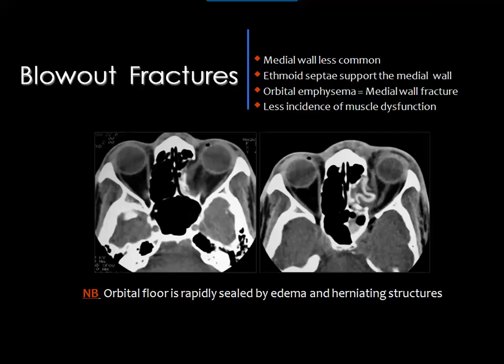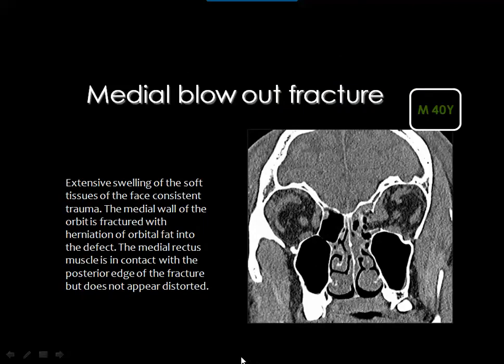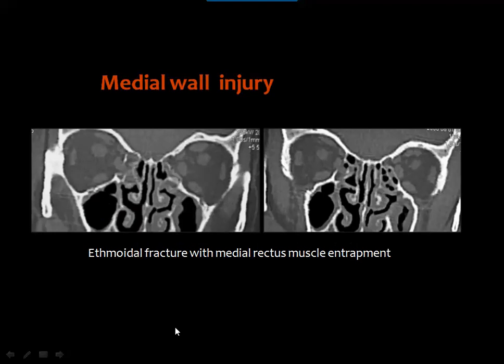Sometimes the blowout fracture will affect the medial orbital wall. Then the medial orbital wall will be fractured, and the muscle that will be entrapped here is the medial rectus muscle. And you see here the medial rectus muscle is markedly displaced within the ethmoidal air cells. And also here on the left side, you see fracture of the medial orbital wall, and the medial rectus muscle is entrapped within the fracture.